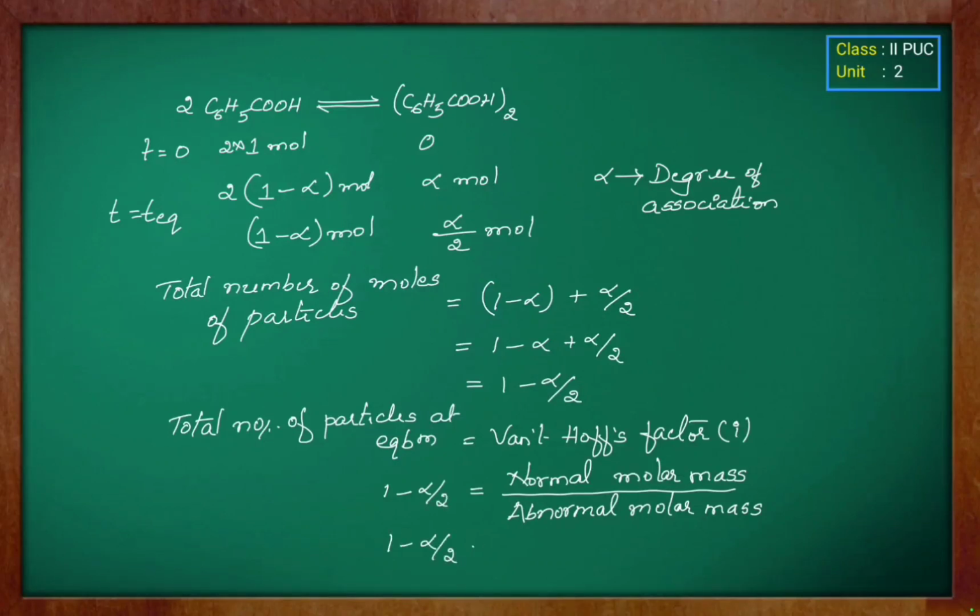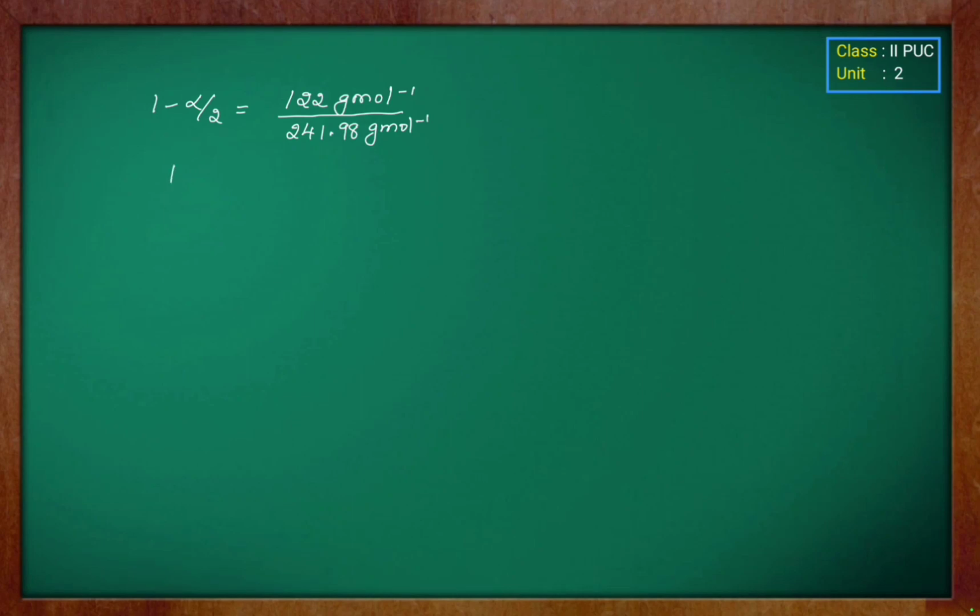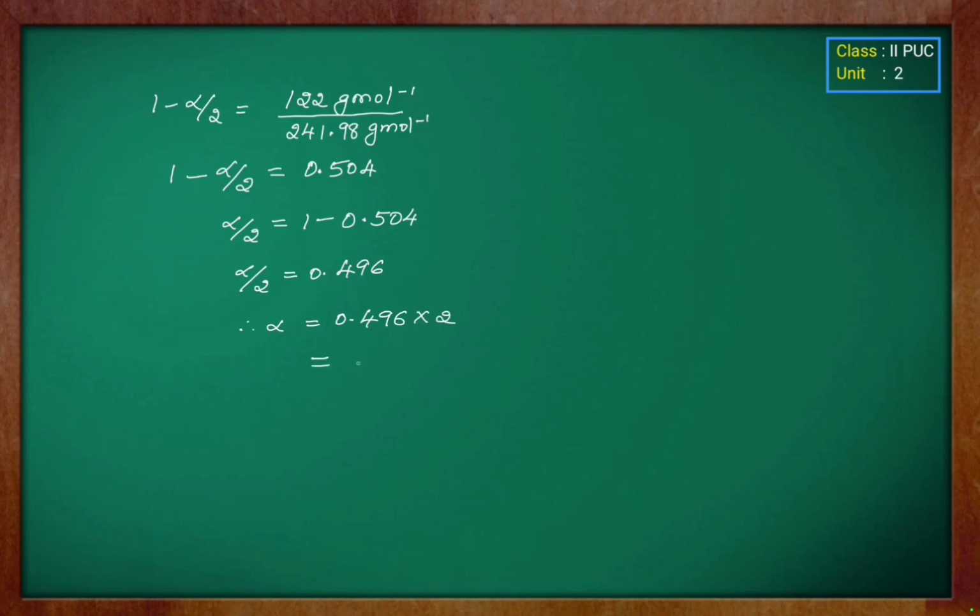And this 1 minus alpha by 2 is equal to normal molar mass, which is 122 grams per mole, divided by the abnormal molar mass, which is 241.98 gram per mole. We will simplify this. 1 minus alpha by 2 is equal to 0.504. So I can write alpha by 2 is equal to 1 minus 0.504. Alpha by 2 is equal to 0.496, and therefore alpha is equal to 0.496 into 2, and that is equal to 0.992.